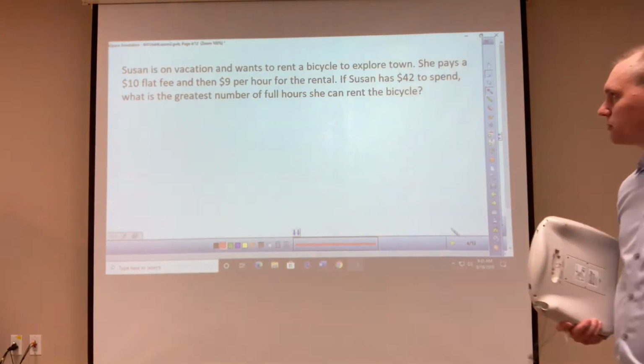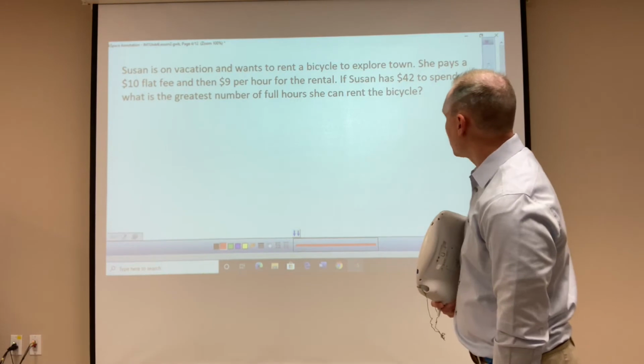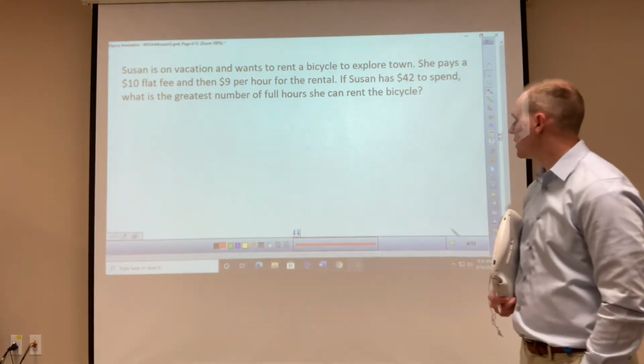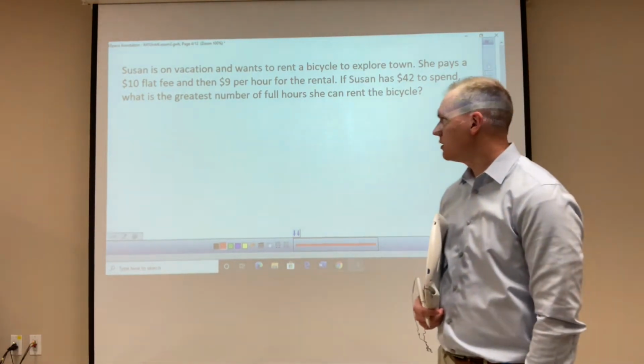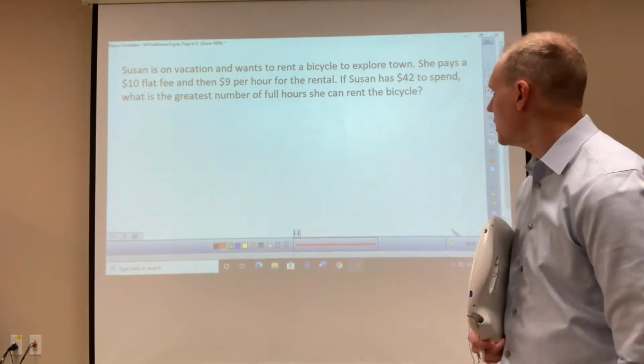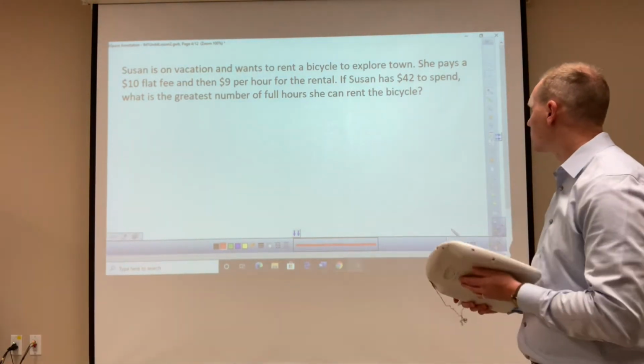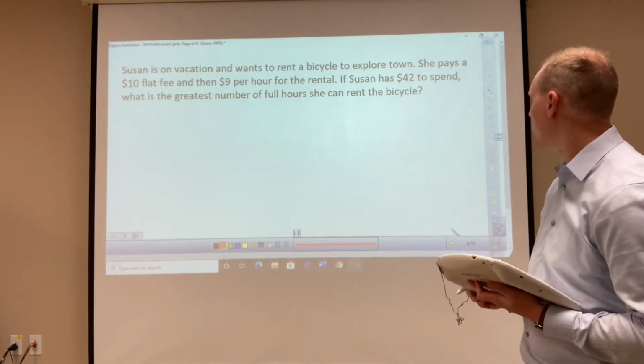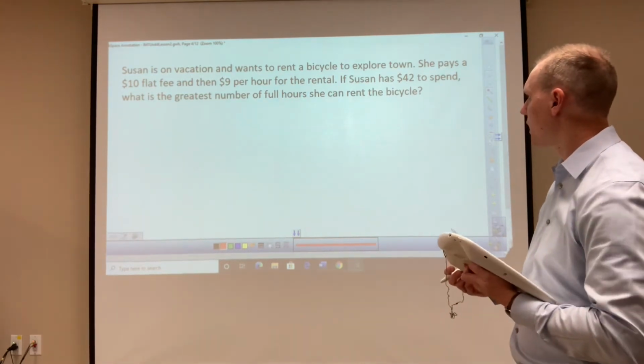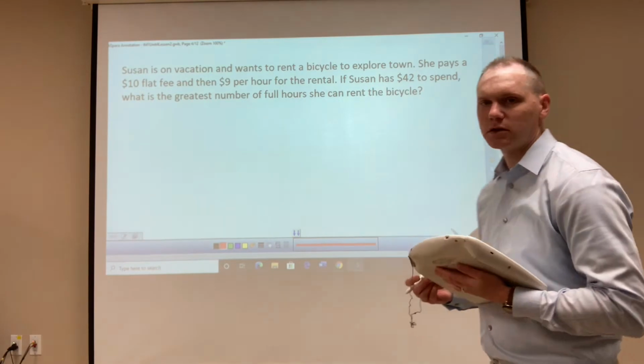In our next example, Susan is on vacation and wants to rent a bicycle to explore town. She pays a $10 flat fee to rent the bicycle, and then a $9 per hour fee as well. If Susan has $42 to spend, what is the greatest number of full hours she can rent the bicycle?